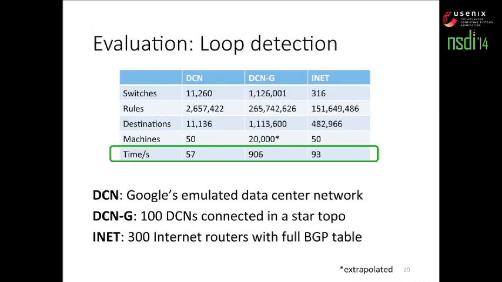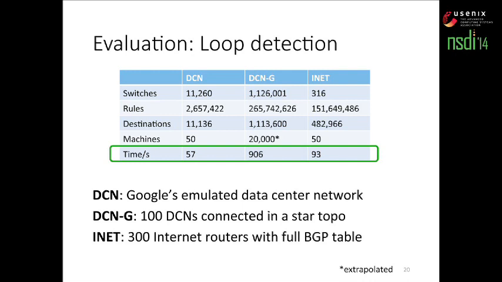So these are some evaluation results. We ran the loop detection using Libra on three major data sets. One is DCN, which is Google's emulated data center network that has tens of thousands of switches and millions of rules. Then we have DCNG, which is 100 DCNs connected together in a star topology. And then we have INET, which is basically an emulated ISP network that has 300 internet routers with full BGP tables.